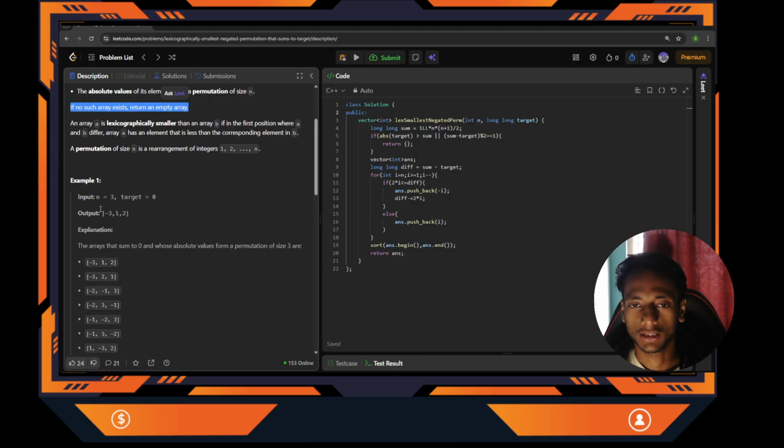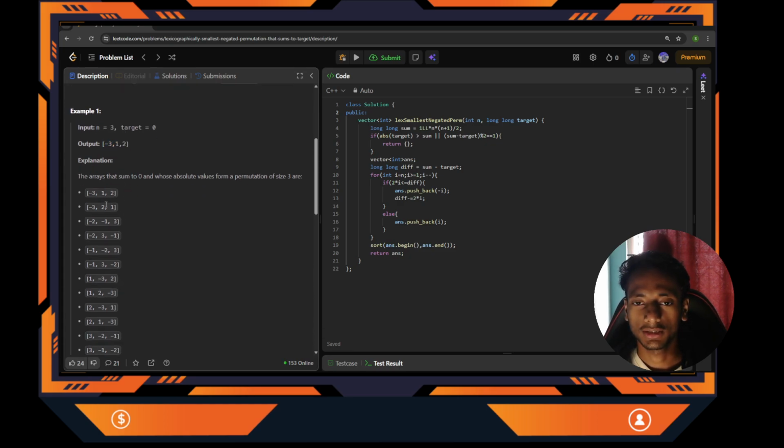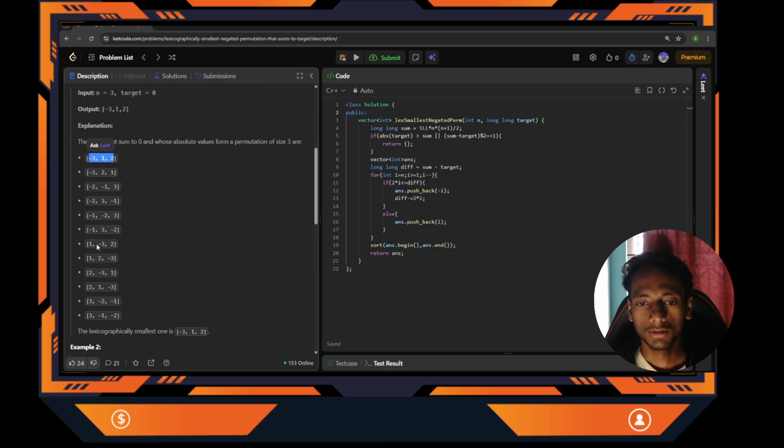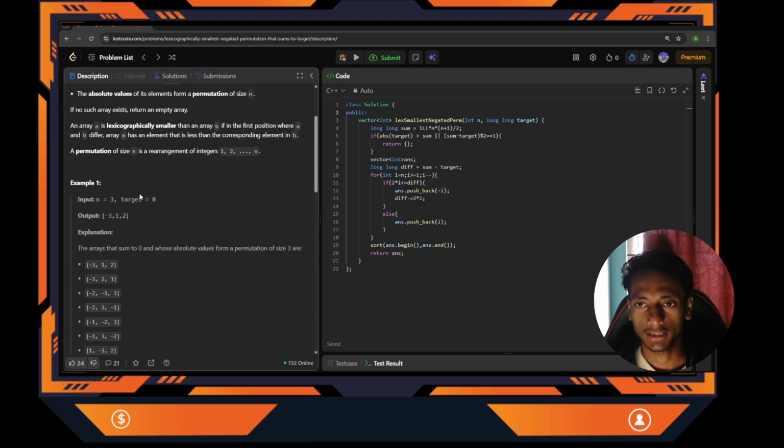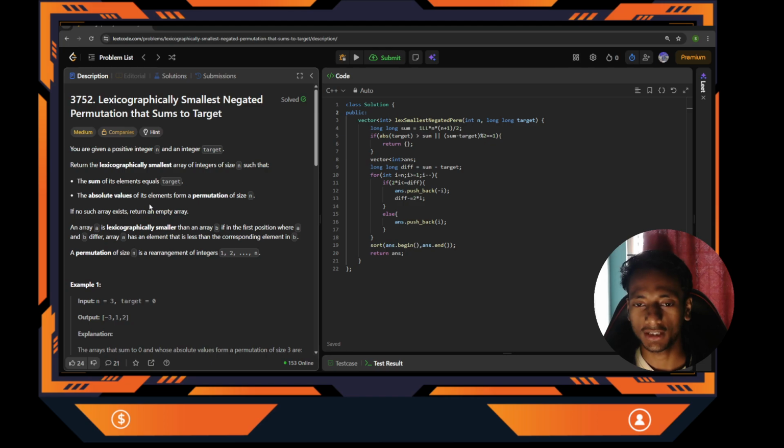Let's see the output: minus 3, 1, 2. And here you can see the different permutations, how the total sum of the array is equal to target. For this array, minus 3 plus 1 plus 2, again the sum is 0. Got it? So they generated all the possible permutation combinations. Now how can we get the answer? The problem statement is clear.